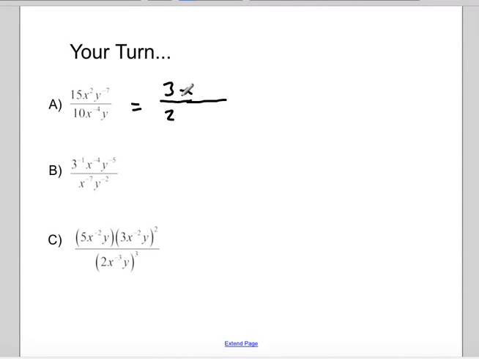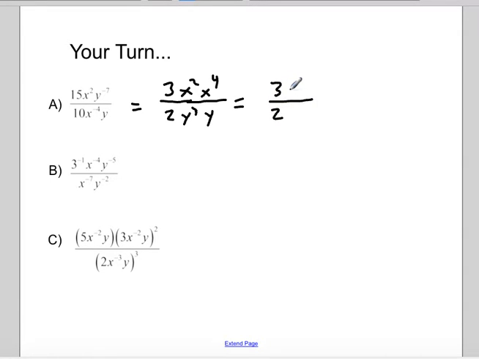X to the second is going to stay up there because it's already positive. X to the -4 is going to flip up and become x to the 4th. Y to the -7 is negative, so we're going to flip it down and become y to the 7th. You've already got a y down here. He's not negative, so you're not going to move him. So you get 3 halves.